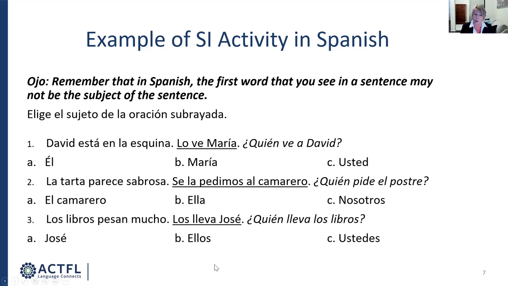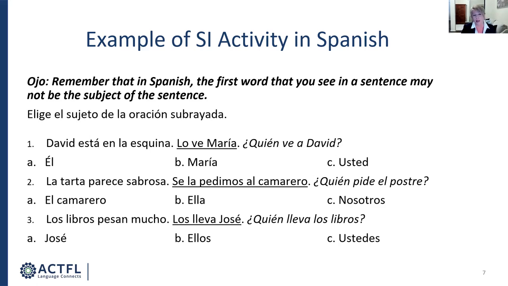All right, so remember, part of processing instruction is to alert students to those flawed strategies. So that first noun principle, we want to remind them, ojo, remember that in Spanish, the first word that you see in a sentence may not be the subject of the sentence. You'll notice with the structured input activity in Spanish, all of the input is in the target language. So the learners are working with their input, their brain is doing the work, and we're helping them make these correct form meaning connections. So, "elige el sujeto de la oración subrayada." Choose the subject of the underlined sentence.